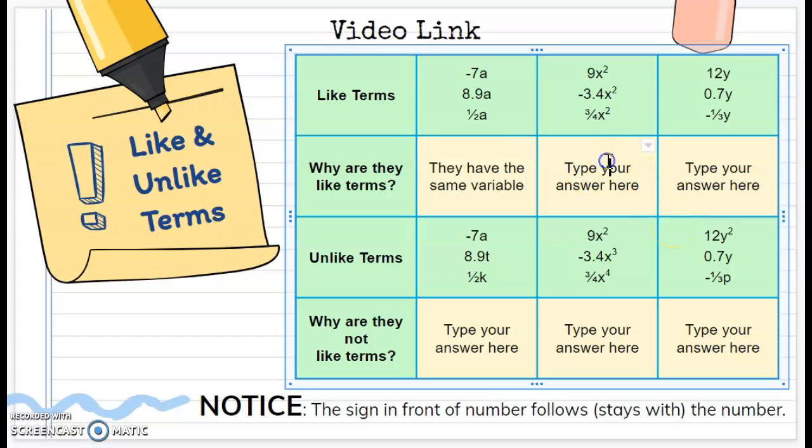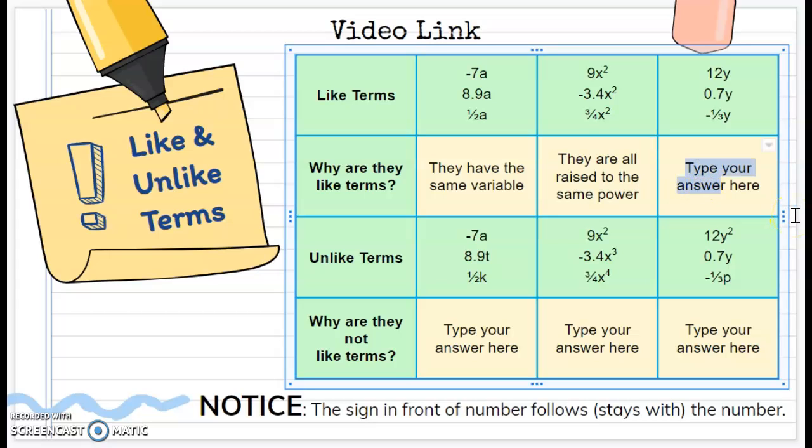Again, I'm going to click over here in this section, and I'm going to highlight this, or I'm just going to delete that. I'm going to find out why all of these are the same. Now, they have the same variable as well, but they also have this little tiny 2 at the top. So they are all raised to the same power. So same variable, they're also raised to the same power.